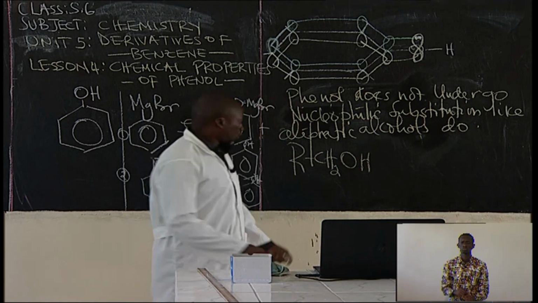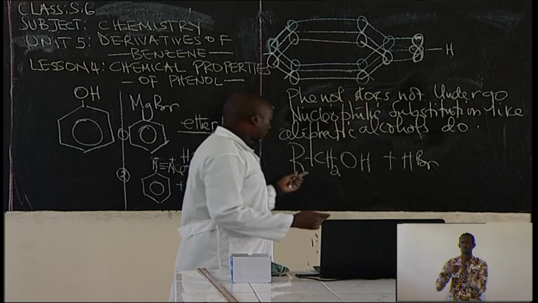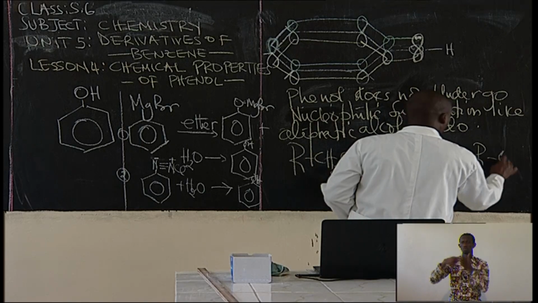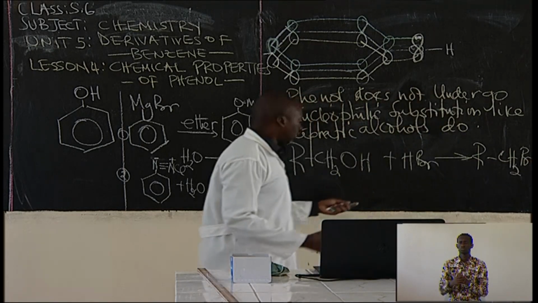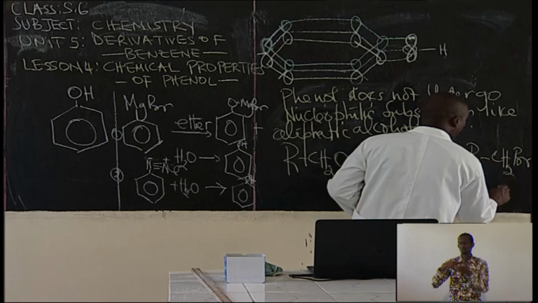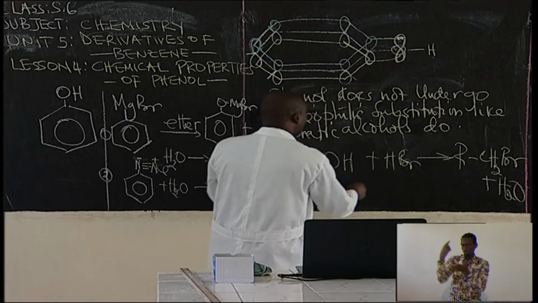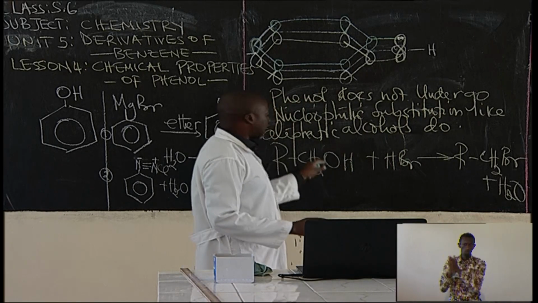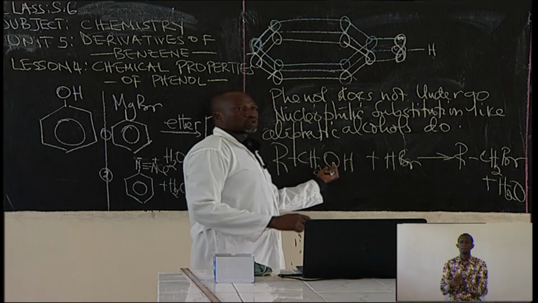Why? Because we are saying aliphatic alcohols, if you remember, this is an example of the aliphatic alcohols. When it reacts with, for example, hydrogen bromide, this is the compound that is formed, CH2, so it forms an alkyl halide. What happened here is that the bromide has substituted. It has substituted. This is a nucleophile.